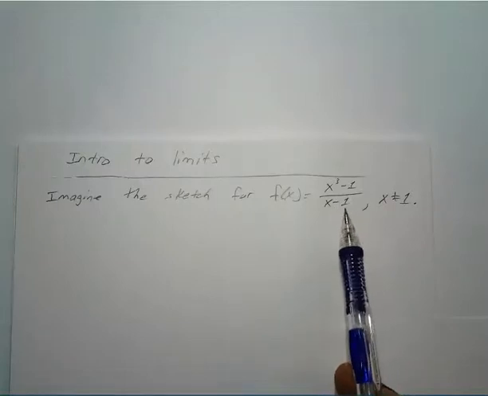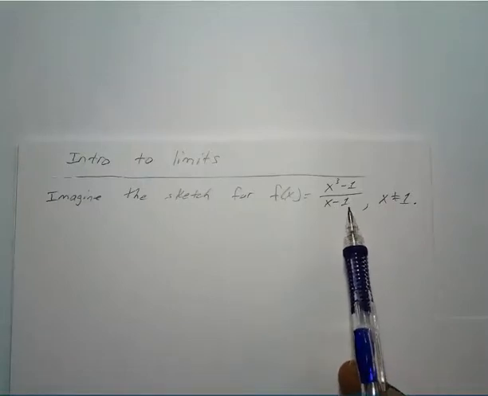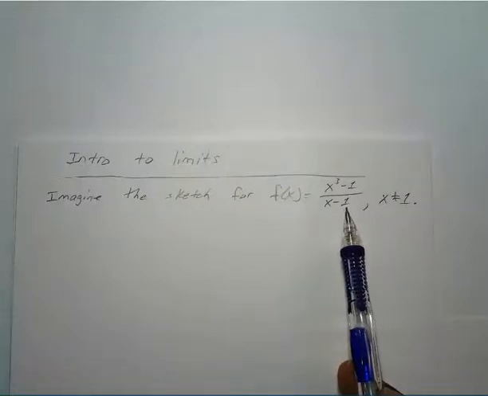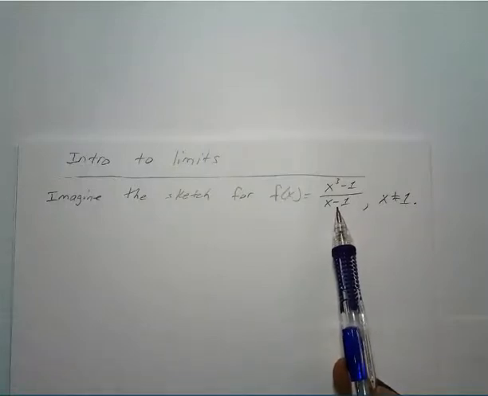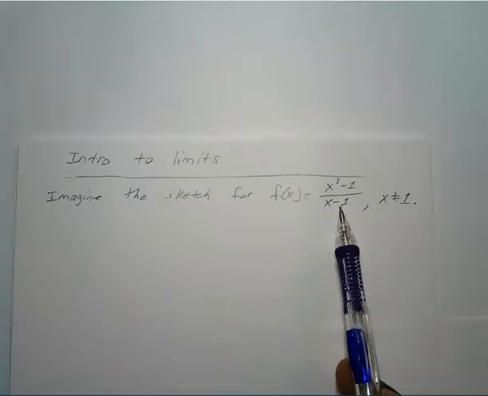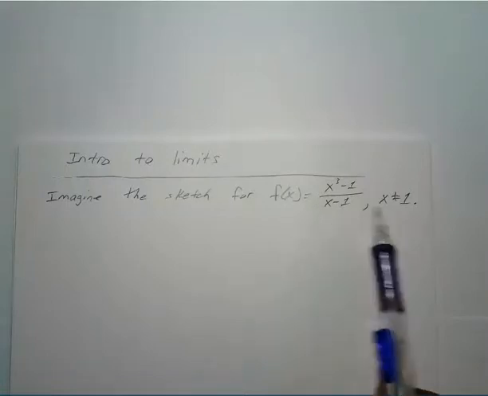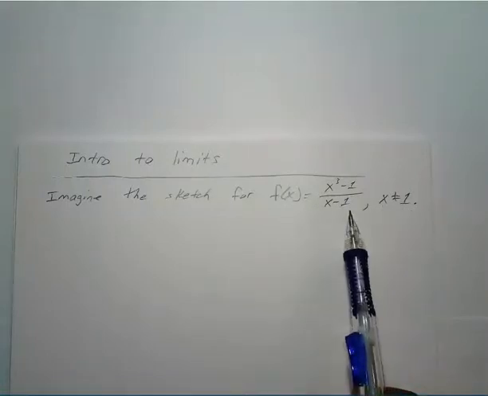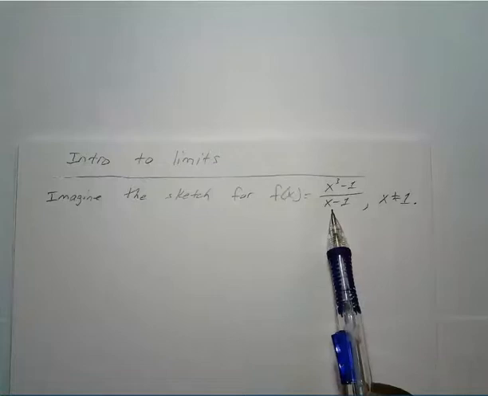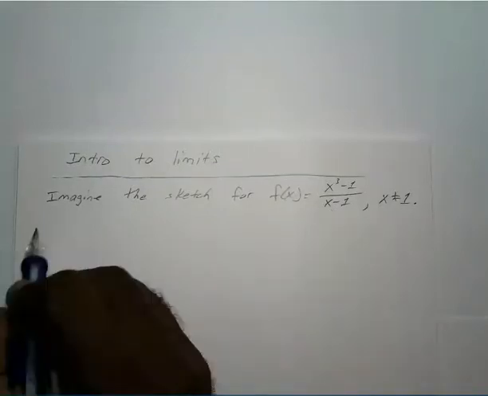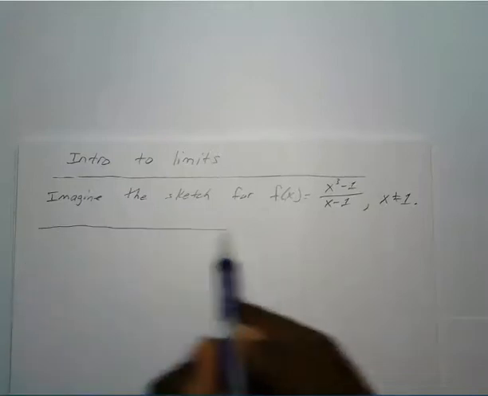But what a limit does is it says, okay, we know it can never equal 0, but what if it gets really close to 1 on both sides? That means it gets really close to 1 from the right and really close to 1 from the left.